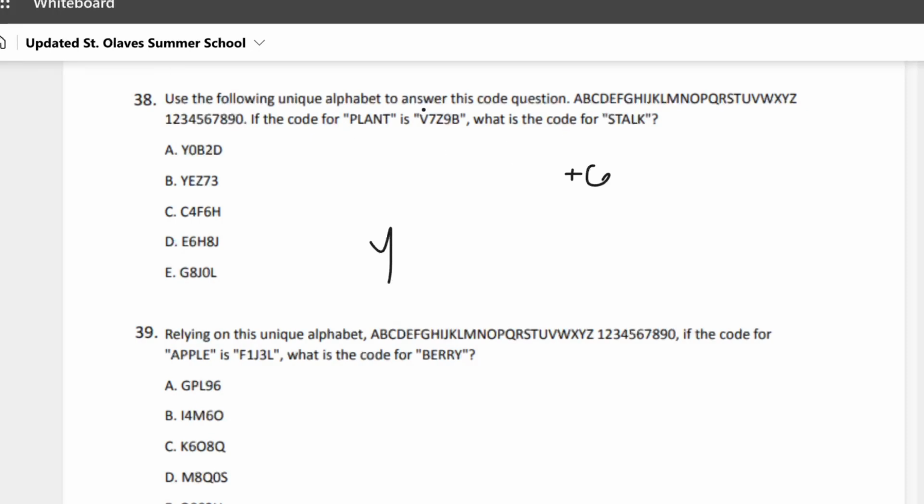L to 7 is going to be going backwards. 1, 2, 3, 4, 5, 6, 7, 8, 9, 10, 11, 12, 13, 14, 15. Minus 15. Let's do T minus 15. We're going to do 1, 2, 3, 4, 5, 6, 7, 8, 9, 10, 11, 12, 13, 14, 15. We end up with E. We have our answer already. It's going to be B.